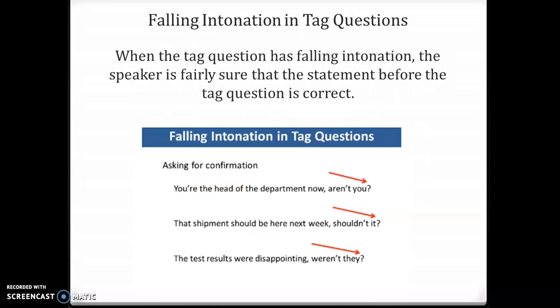Falling intonation in tag questions. When the tag question has falling intonation, the speaker is fairly sure that the statement before the tag question is correct. Here, the person is asking for confirmation. You're the head of department now, aren't you? That shipment should be here next week, shouldn't it? The test results were disappointing, weren't they? All of these three were asking or checking for information.